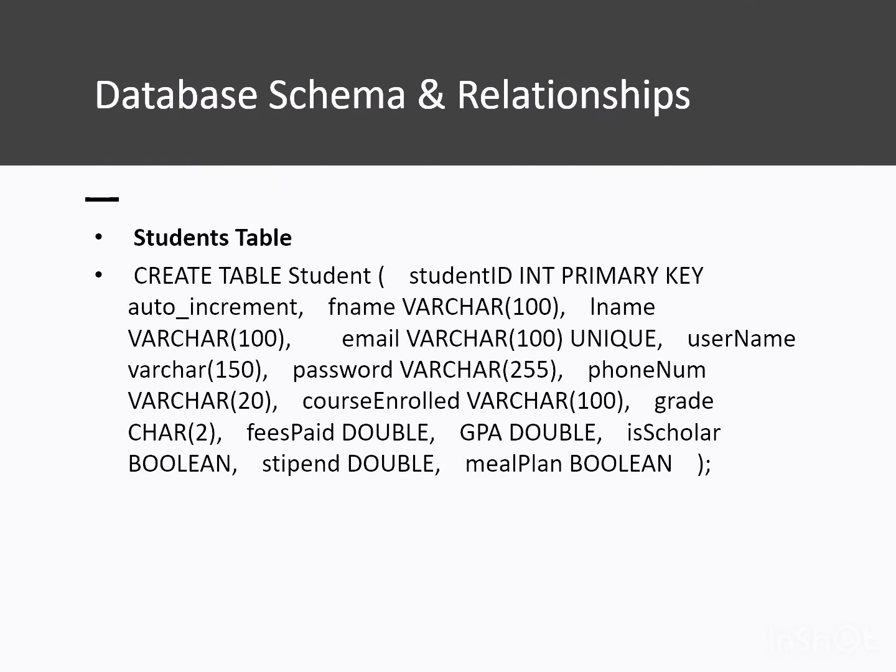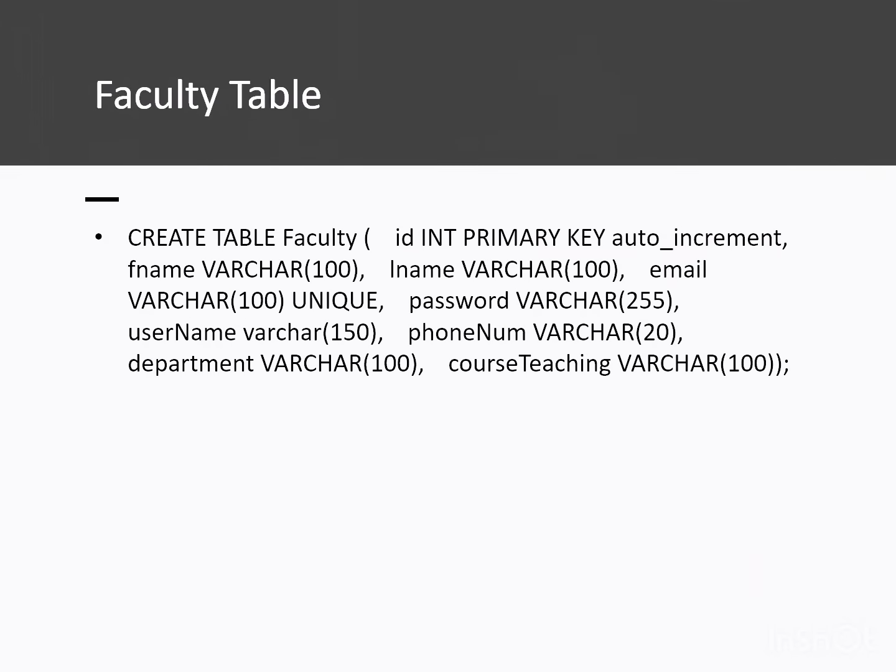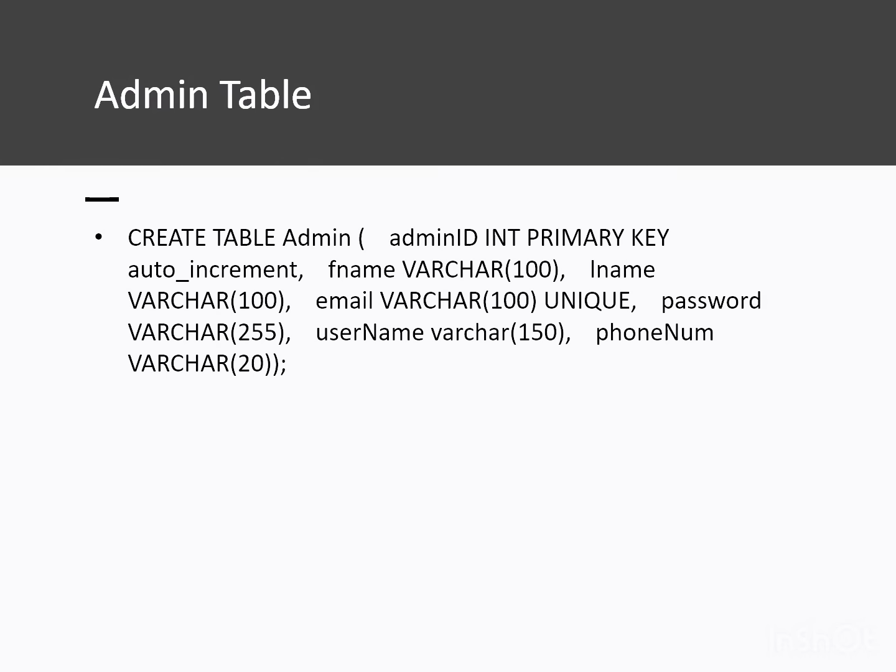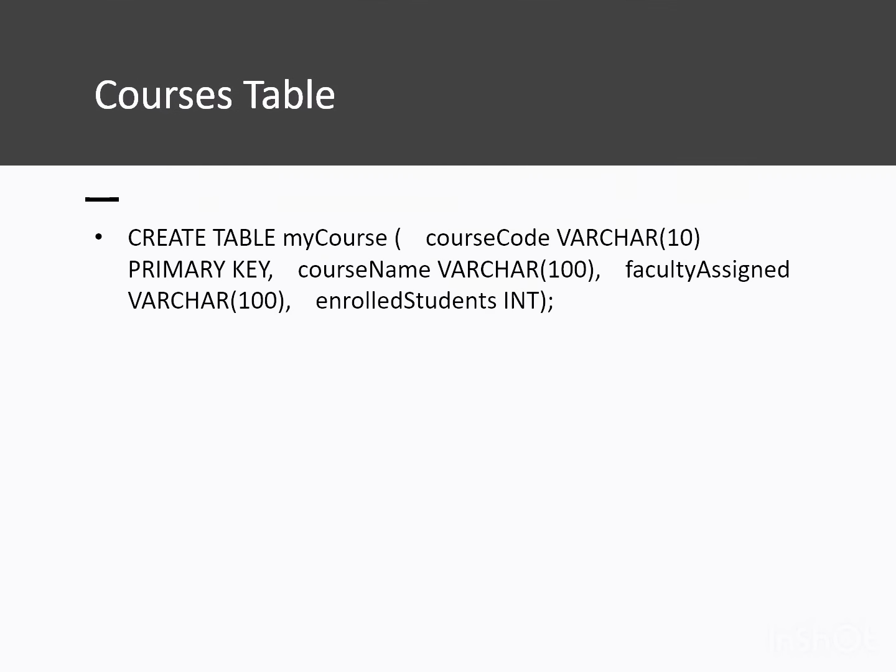For our database schema and relationships, we have the student table that has student ID as auto-incrementing. We have also the faculty table. It has ID as primary key, auto-incrementing. The admin table has admin ID as primary key and also auto-incrementing. Then the my course table, with course code as primary key.